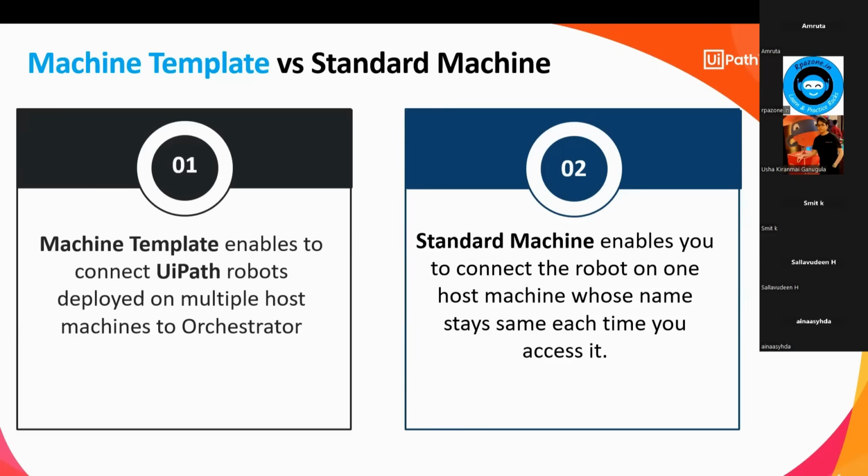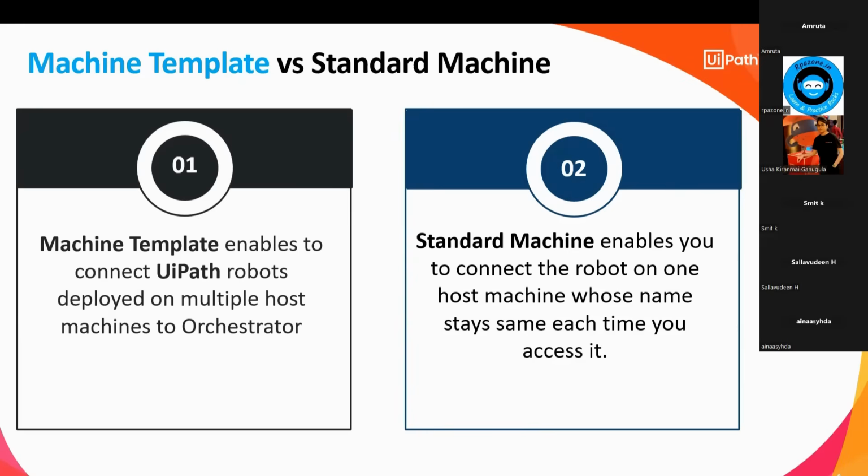In that case, you can go for a machine template. Getting it? If I'm not sure from which server I'm going to connect to Orchestrator every time, I can go with the machine template concept. And when coming to a standard machine, this is pretty straightforward. If you're connecting to Orchestrator with the same machine every time, then you go for a standard machine. That is the only difference.